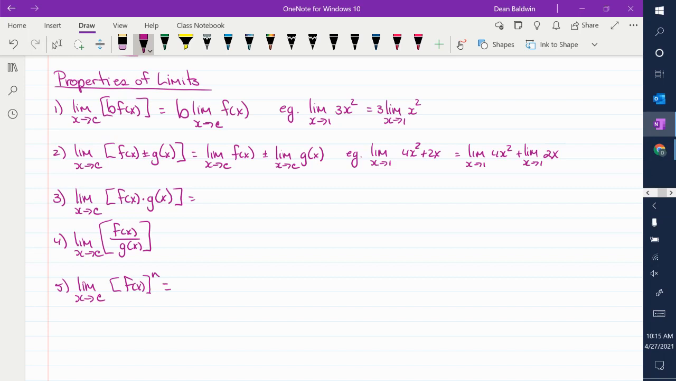The third one, you can do that for multiplication as well. So I can rewrite this as the limit as x goes to c of f of x times the limit of the other function. So a simple example would be, let's use polynomials.